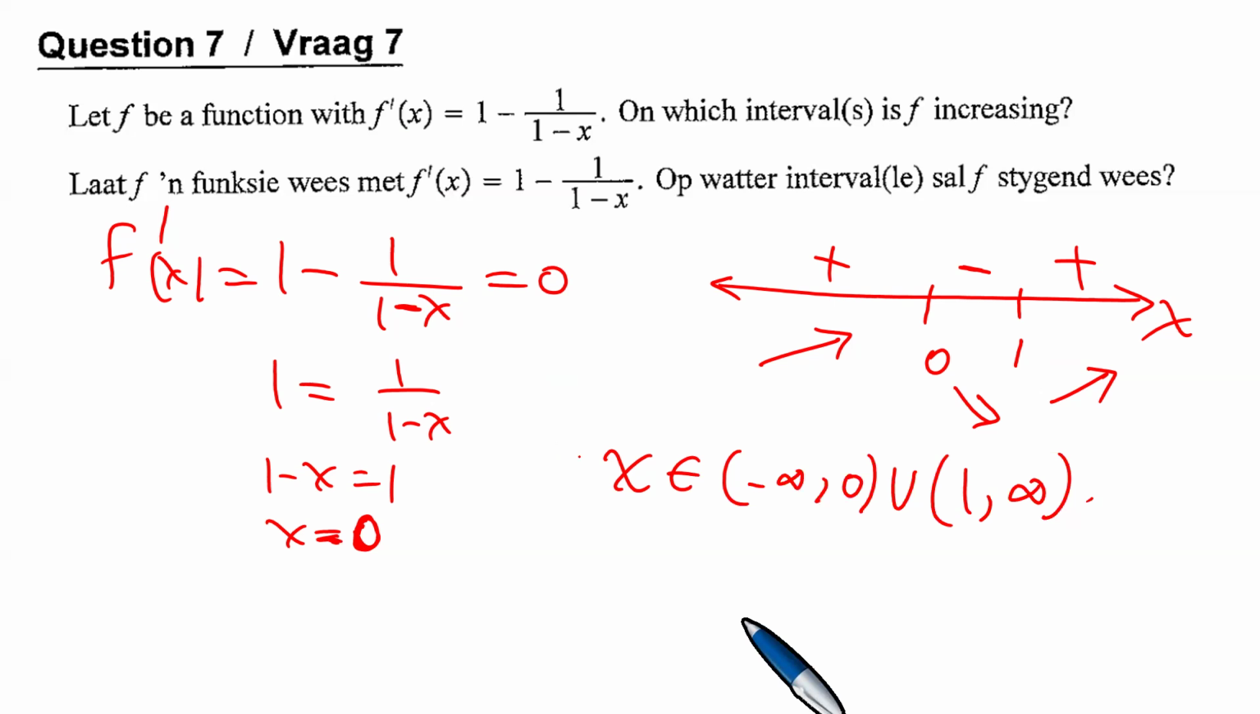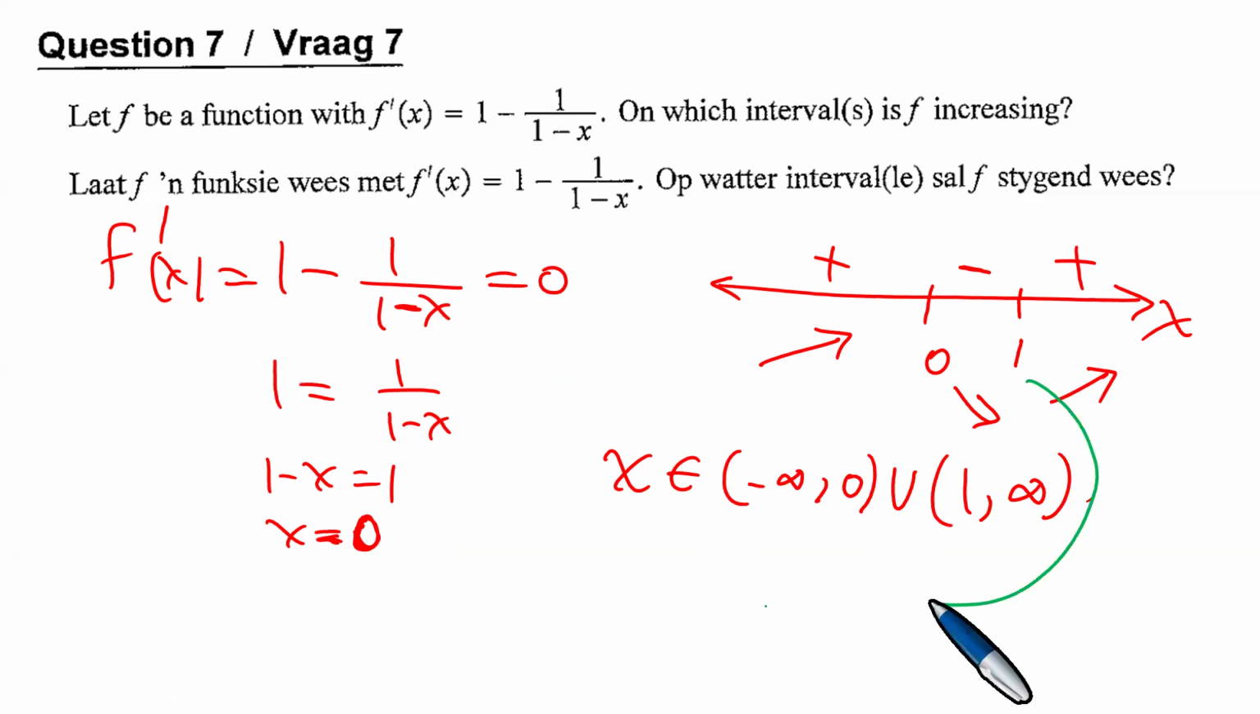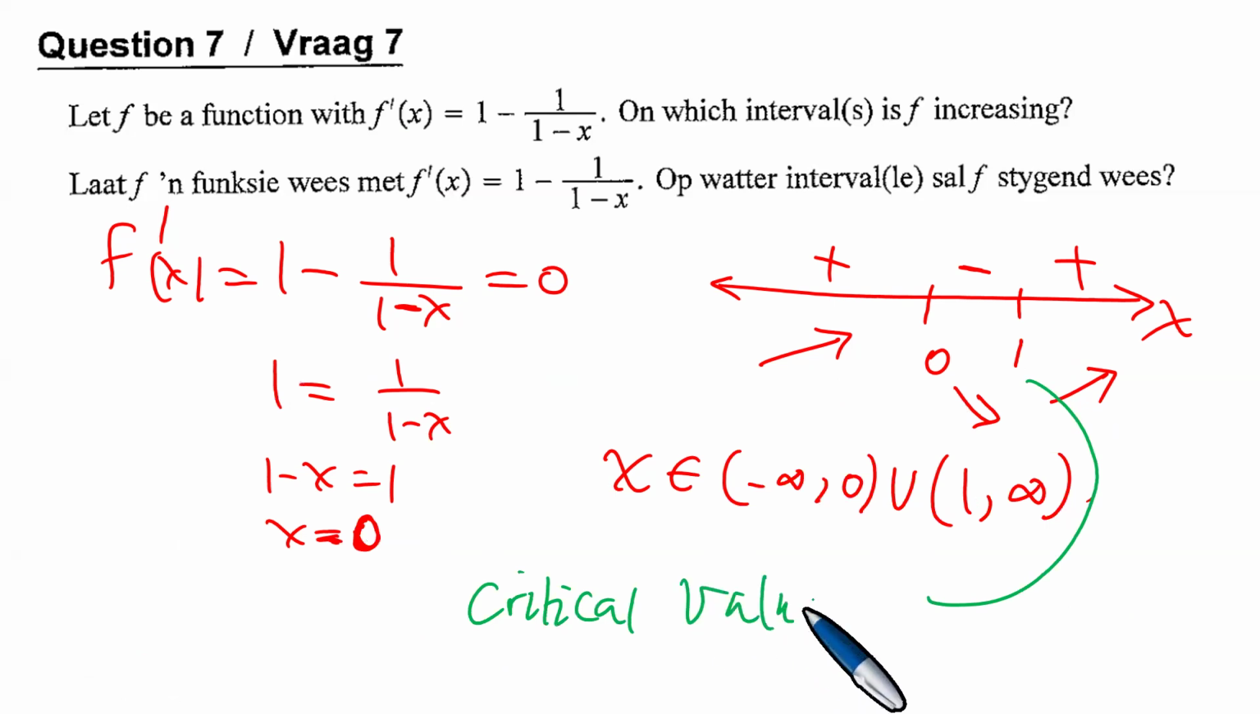Because the x equal to 1 that we've put here, remember we got only x equal to 0 after making the first derivative 0. But x equal to 1 is something we call a critical value. We have what we call a critical value.